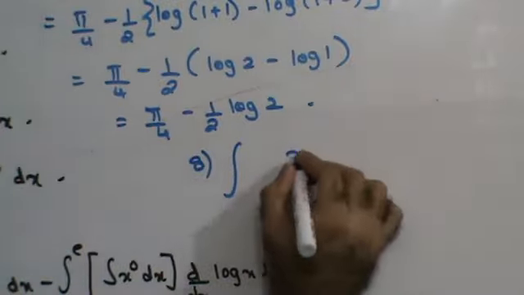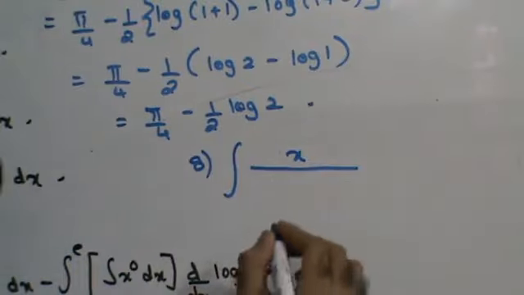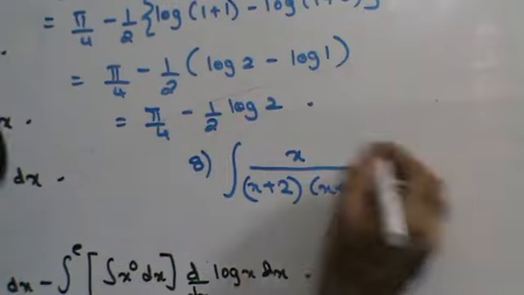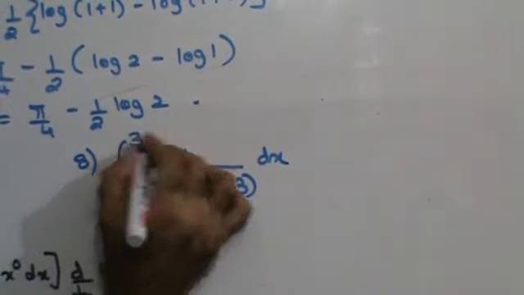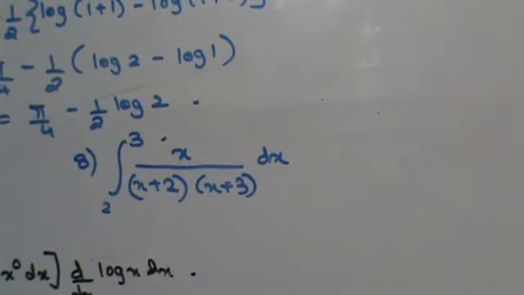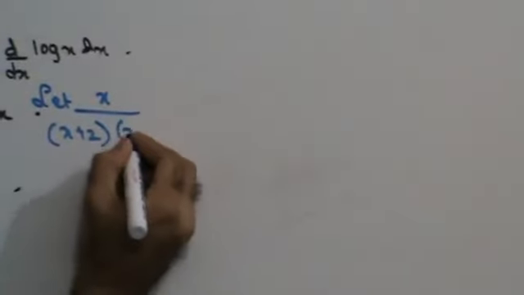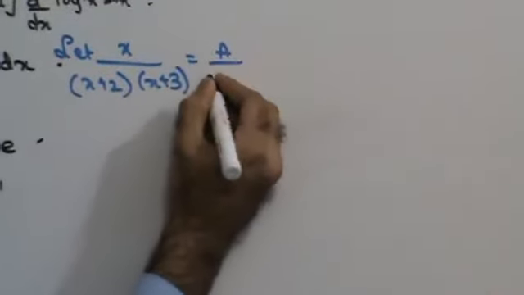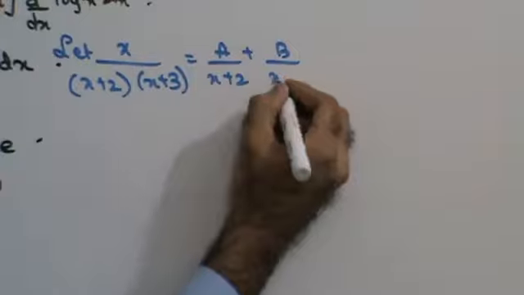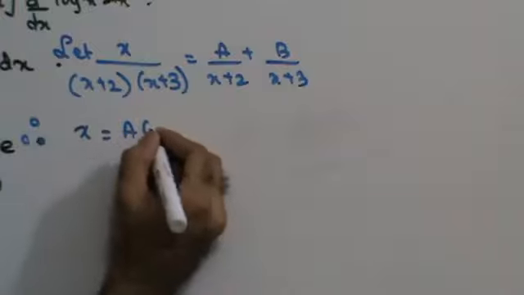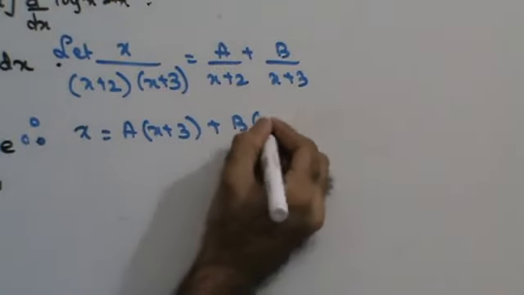Integral of x upon x plus 2 x plus 3 dx when the limits are between 2 to 3. Right? Let's see the sum. Straightforward partial fraction. They have already factorized the thing and given to you. So you will straight say that let x upon x plus 2 x plus 3 be equal to a upon x plus 2 plus b upon x plus 3. Therefore, you can say that x is equal to a times x plus 3 plus b times x plus 2.